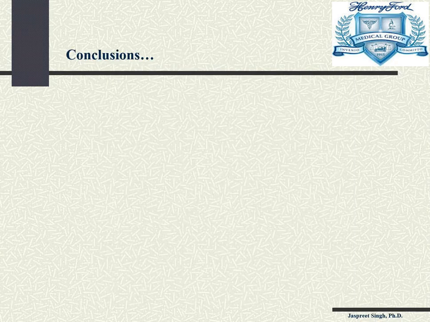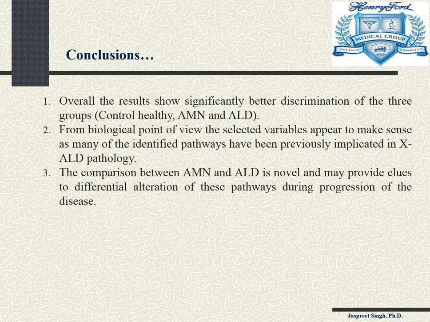Overall, what we concluded from the partial grant which we have completed is that there is significantly better discrimination between the three groups. What is important is that we can identify some metabolites which differ between AMN and ALD. This is a significant step forward, because right now the only diagnostic test for XCLD is to look for very long chain fatty acids, which are the same between AMN and ALD.